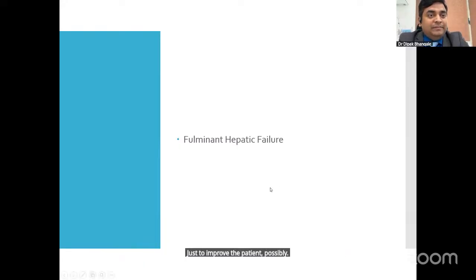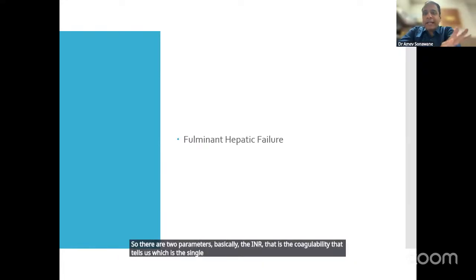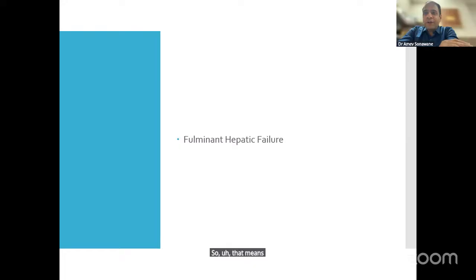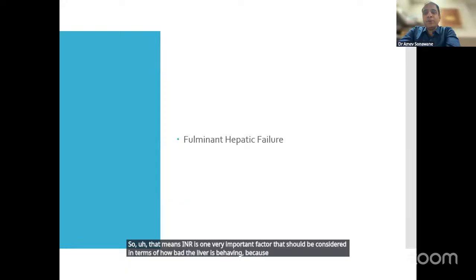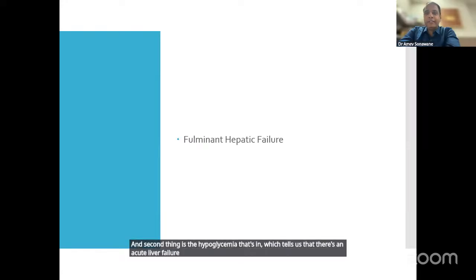So there are two parameters basically. The INR, that is the coagulopathy, tells us, and the single listing criterion for liver transplantation is an INR above 6.5. So INR is a very important factor to consider in terms of how badly the liver is behaving, because the liver doesn't make prothrombin because of the hepatocellular necrosis, and that's why the INR goes up. And the second thing is the hypoglycemia that sets in, which tells us that acute liver failure is imminent.